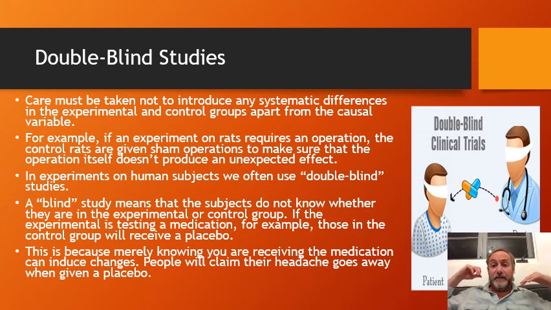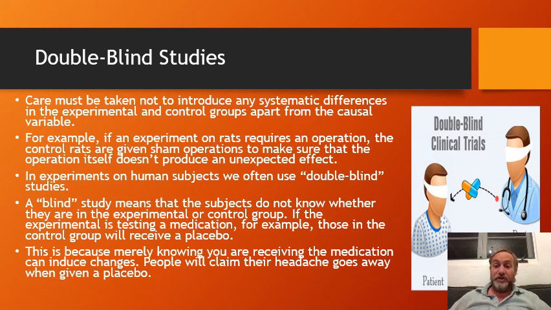This means that the subjects in the study don't know if they're in the experimental or control group. For example, if it's testing a medication, the experimental group will get the medication, and the control group will get a pill that is nothing, a placebo, a sugar pill or something, just so they don't know whether they're actually getting the medication or not. Because you've probably heard of the placebo effect, right?